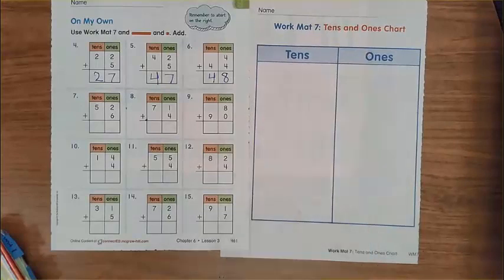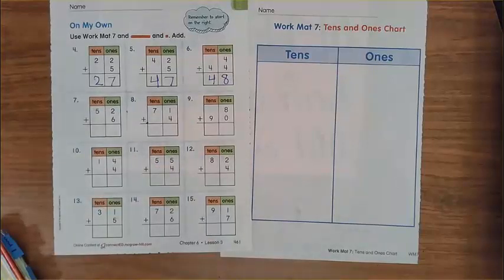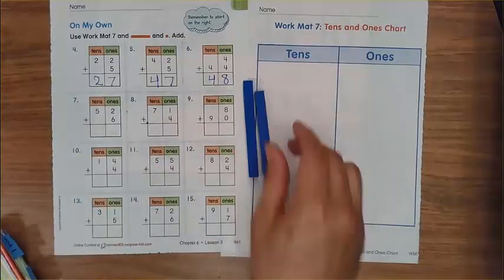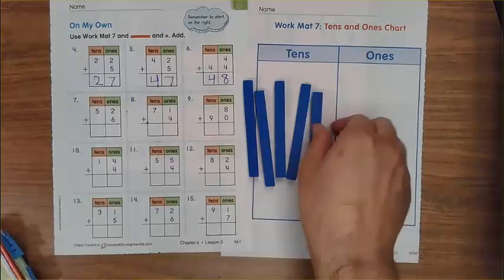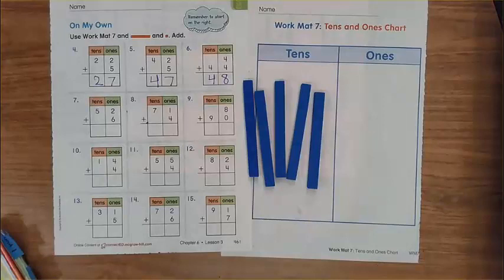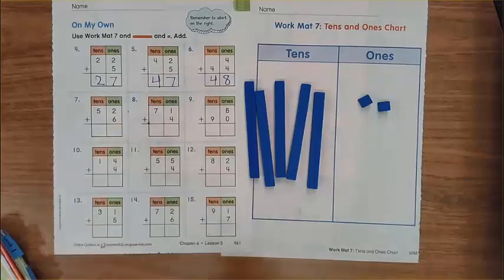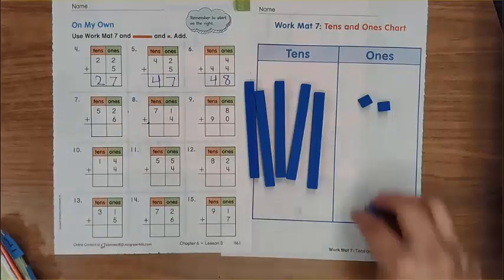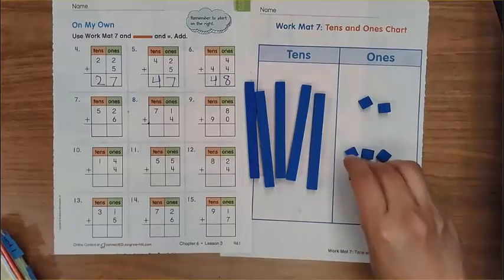All right, let's do the next one. The next one says 52 plus 6. So let's put 52. 52 has 5 tens and 2 ones. 1, 2, 3, 4, 5 tens and 2 ones. So now, it says plus 6. So 6 ones. So let's put 6 blocks right here, and that's 6 ones.